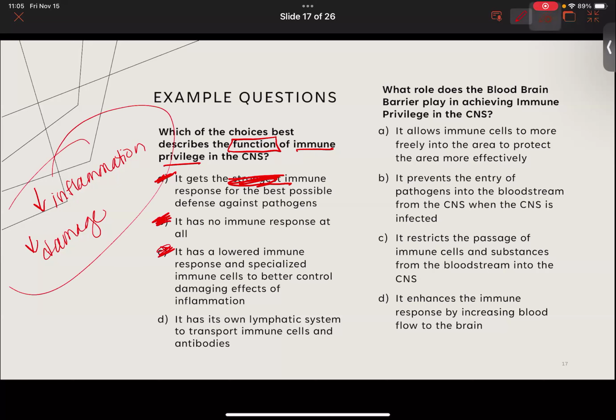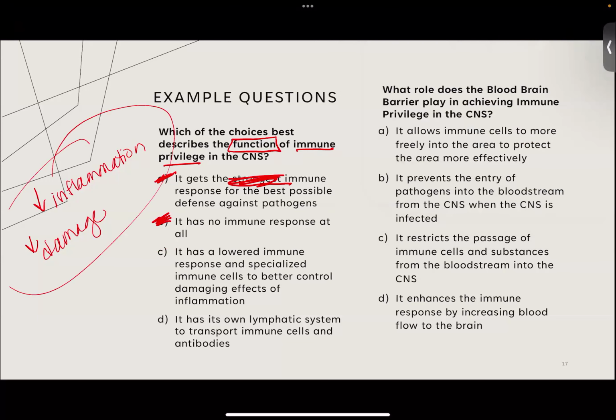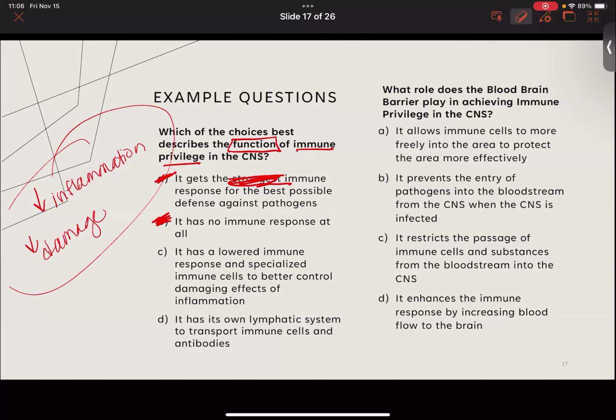Oh, I don't know why I just scratched that out. Thanks. That's not making it confusing. Come on.